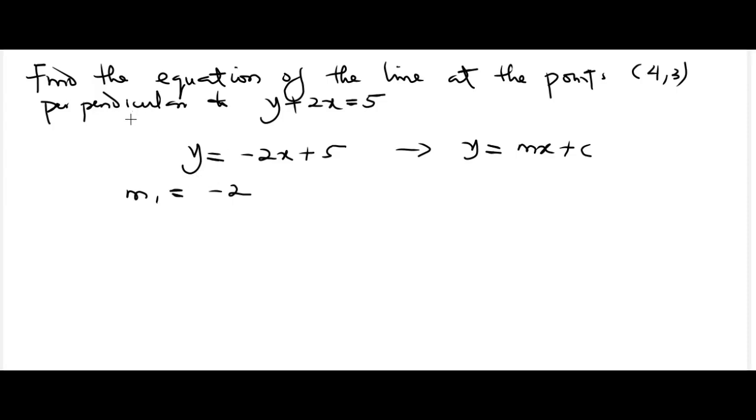And since they told us that the line we are to find is perpendicular to this one, m1 is -2, alright? Yeah, that's the condition for perpendicularity: m1 times m2 equals -1. So m2 will be what? -1 over m1. And m1 is -2. So it shows that our m2 is 1/2.